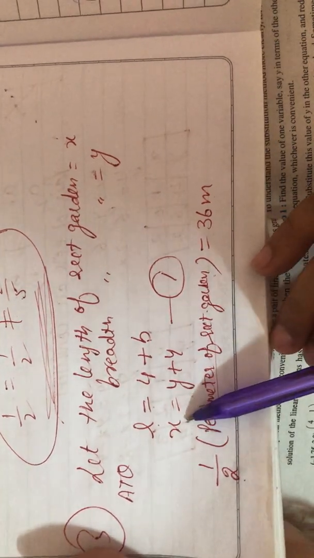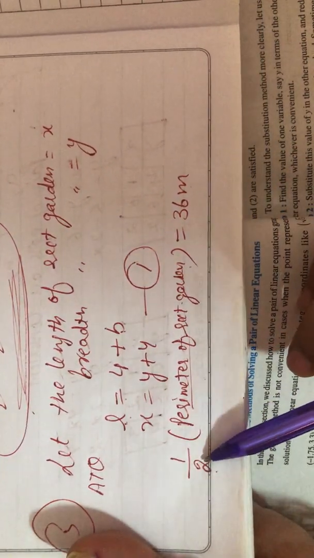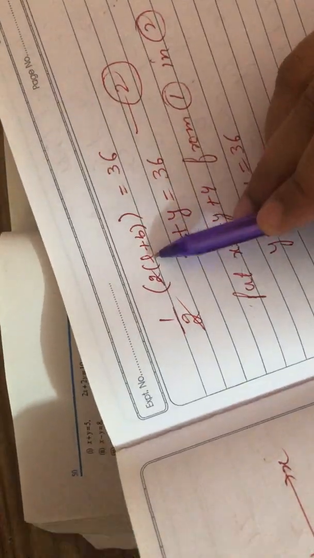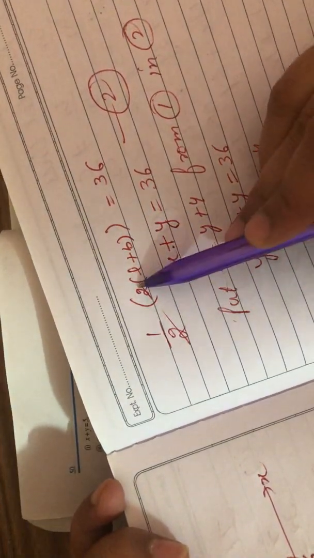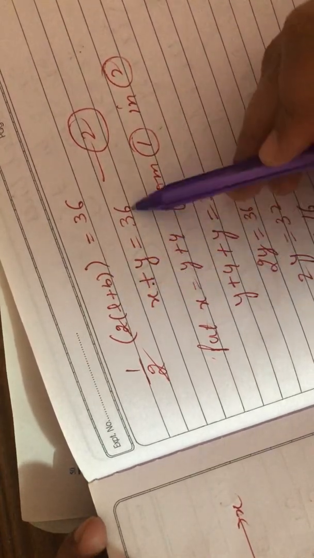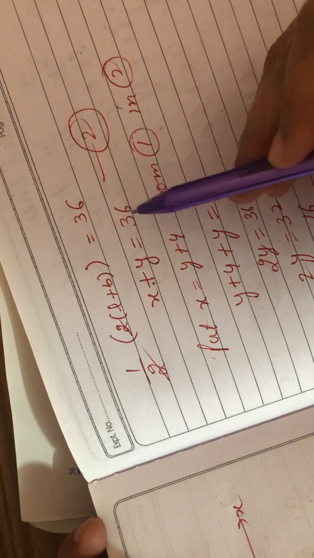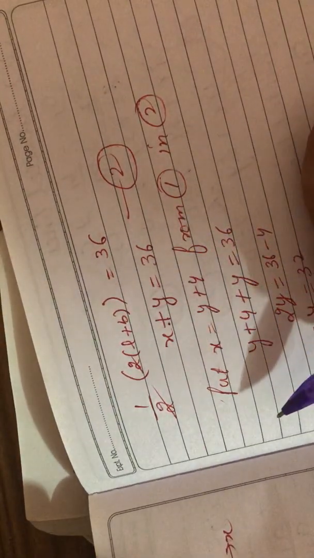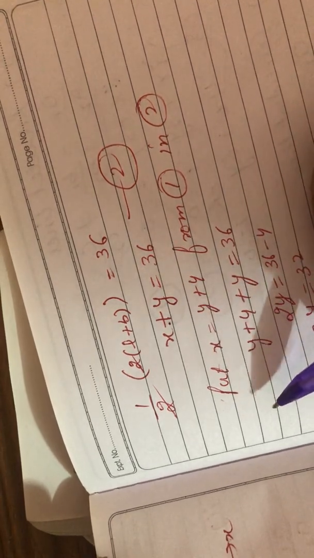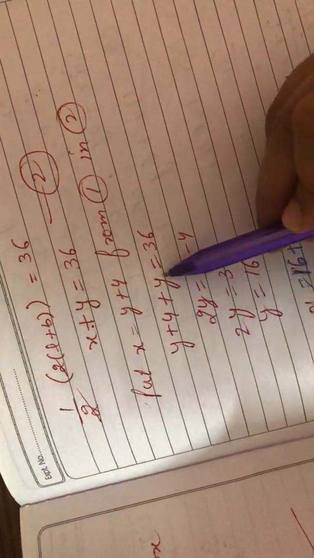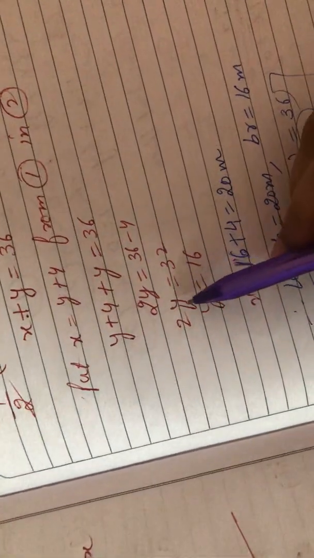So the first equation we get is x equal to y plus 4, and the second condition given is that half the perimeter of the garden is equal to 36 meter, and the perimeter of a rectangle is 2 into (L plus B). This 2 and this 2 cancel, we get L plus B equal to 36. So L is x, B is y, so the second equation is x plus y equal to 36. Now from equation 1 we substitute the value of x, y plus 4, in equation 2. When you put x as y plus 4 in this equation, we get y plus 4 plus y equal to 36, 2y equal to 32, and y is 16.